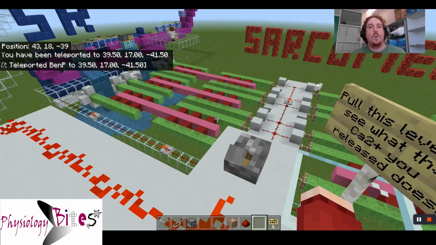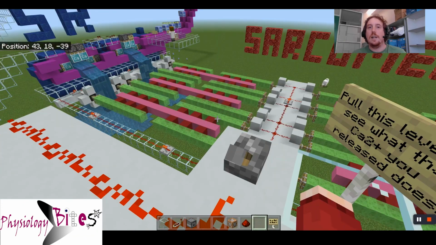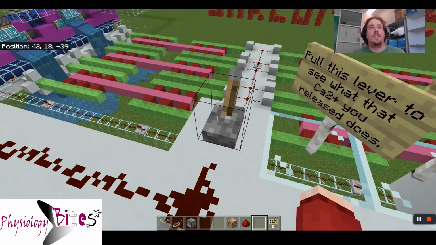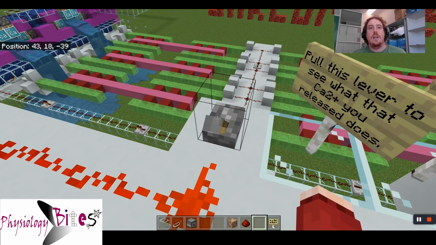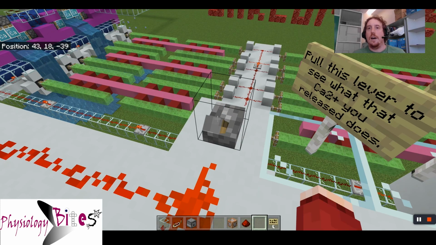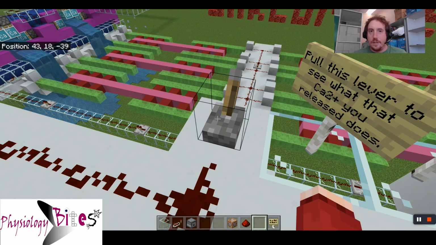Calcium will cause cross-bridging. I'll do it a few times so you can see it. It's a subtle action. Those pink blocks are the thick filament. The green blocks are the thin filament. And those red blocks are the myosin heads from the thick filament. So those myosin heads, the red block, are bound to our thin filaments in green.